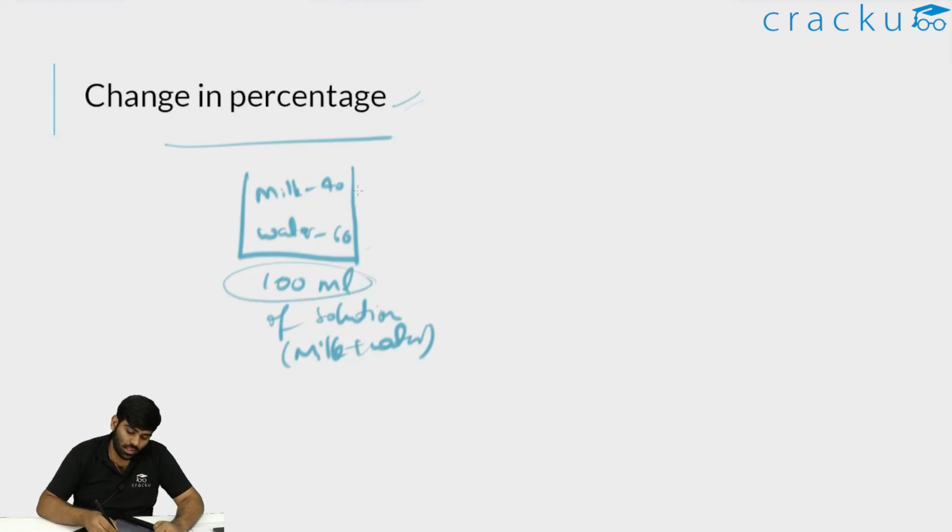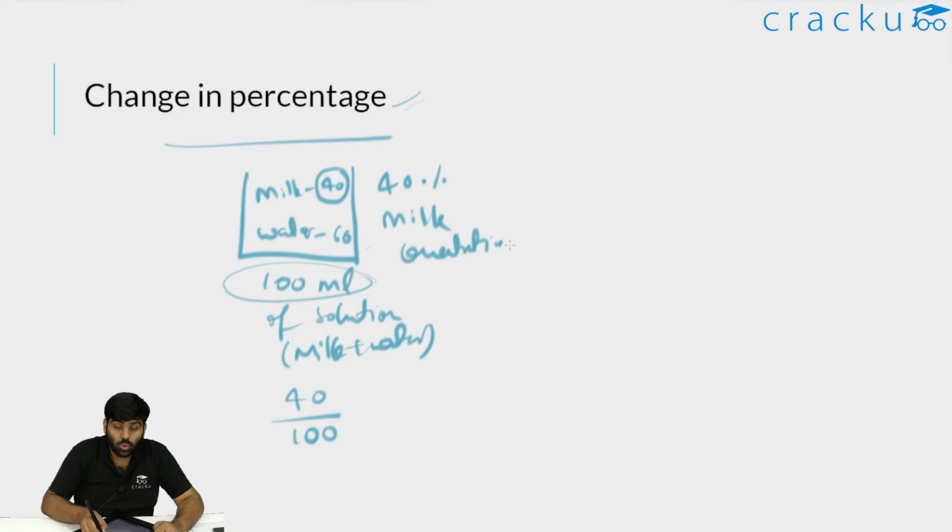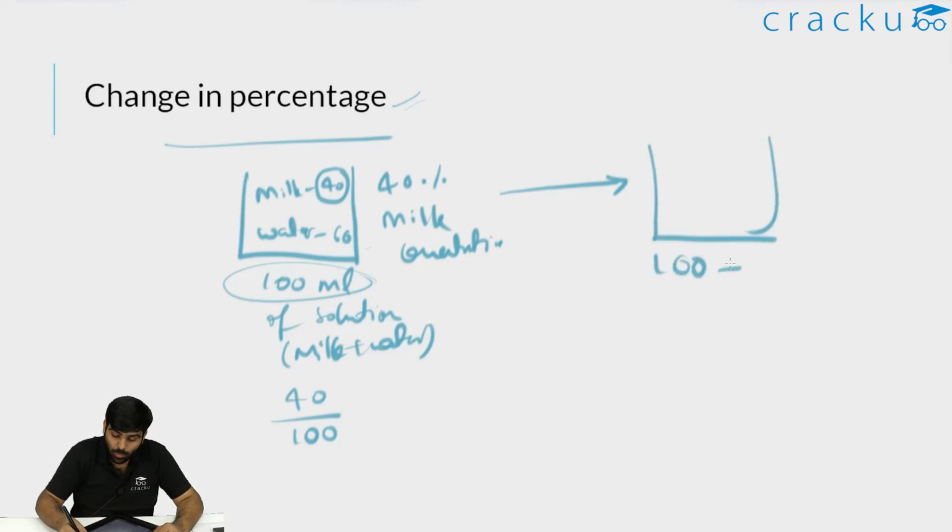So here what is the concentration of milk? Milk concentration would be 40 by total volume, that is 100. That is nothing but 40%. 40% is the milk concentration in this case. Now I say to dilute it more, the milkman has added some more water to the solution. Initially it is 100, but I am adding X ml of water to make it a 100 plus X dilute solution. But we are not adding any milk, that is 40 ml only. But water is changing from 60 to 60 plus X because of adding extra X.